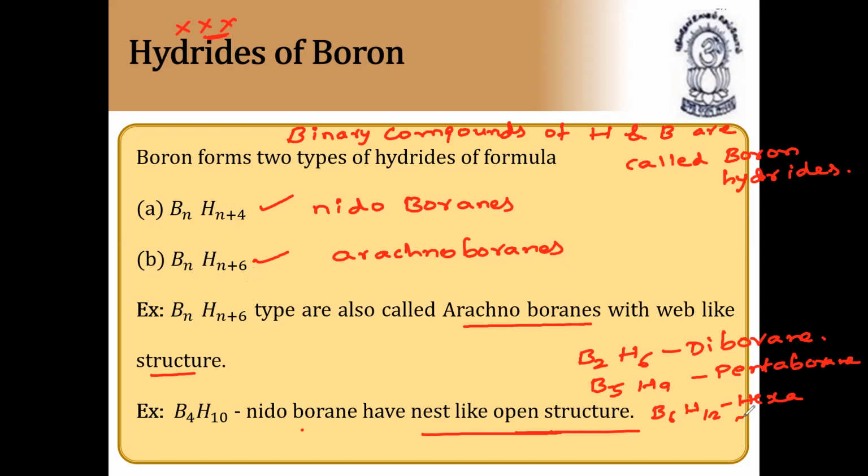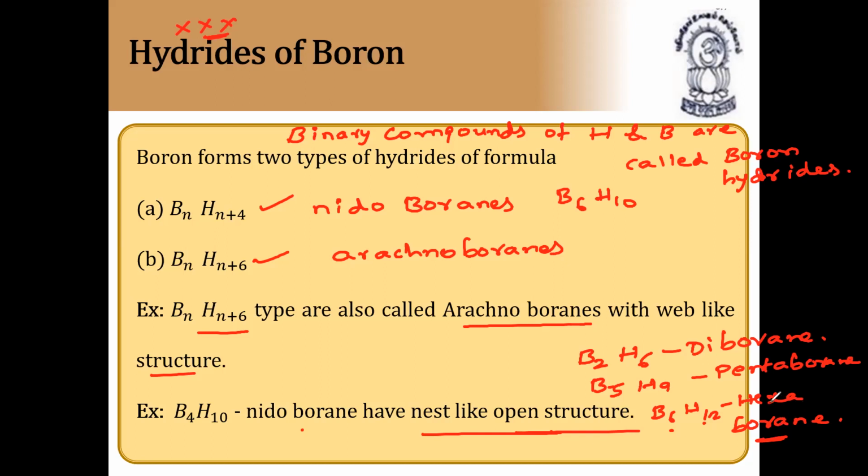These are all coming under nidoboranes, hexaborane. B6H12, 6 plus 4 is 10, so B6H10 is also there. That is called hexaborane. And B6H12 is also called hexaborane, in which it is coming under BnHn+6. So these are the types of boron hydrides.